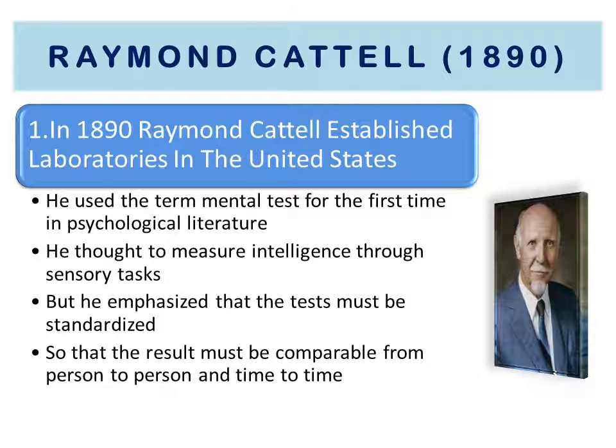Raymond Cattell, an assistant of Sir Francis Galton, made the same type of laboratories in the United States. He then used a new term in place of intelligence testing, that is, mental test, for the first time in psychology literature. His aim was to measure intelligence by the use of senses. He also made sure that the test should be standardized, that is, it should be reliable and valid, so that the results obtained can be compared from person to person and time to time.